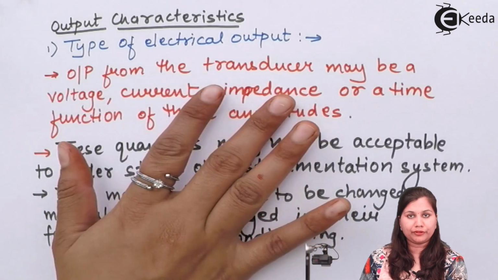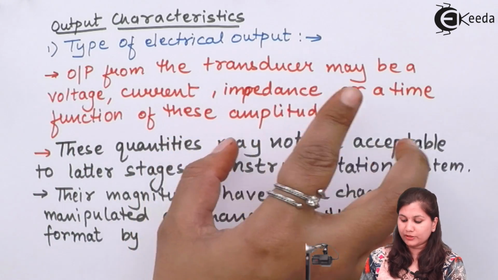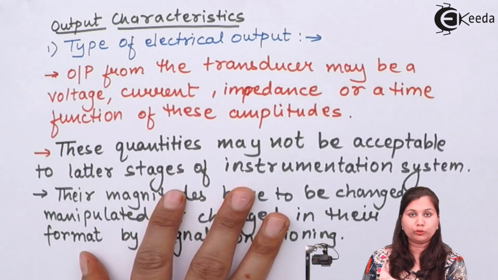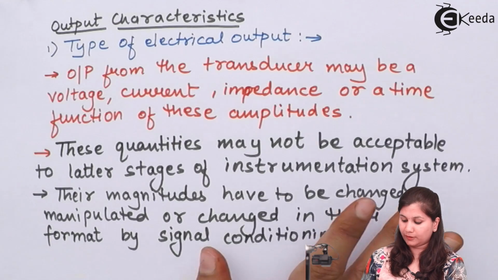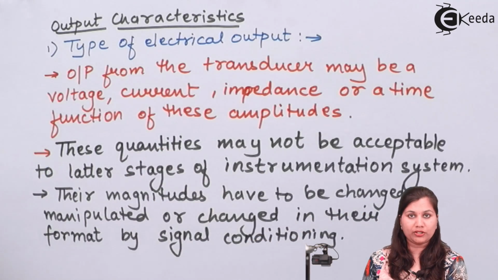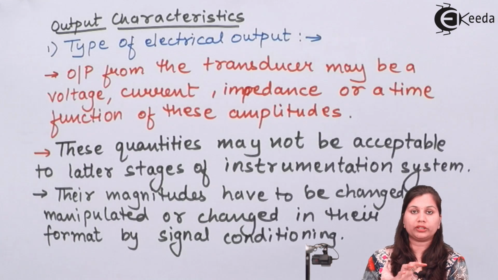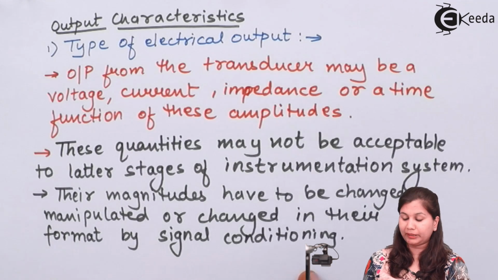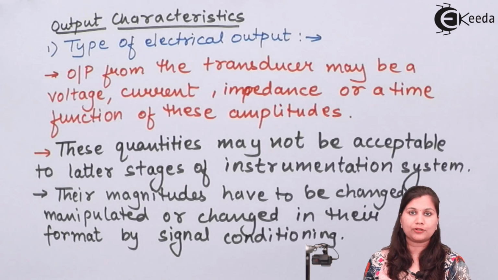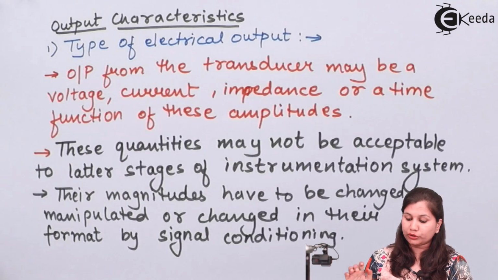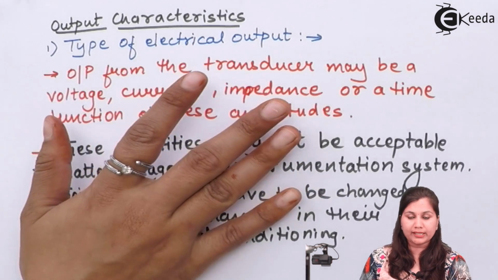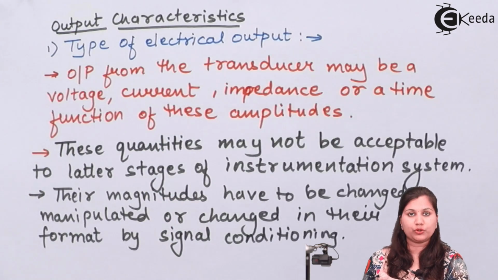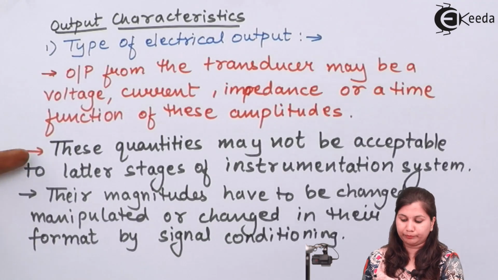So the output of a transducer can be voltage, current, impedance, or a time function of these amplitudes. Now these quantities may not be acceptable to the latter stages of the instrumentation system, so they have to be changed. Either their magnitude has to be changed, or they have to be manipulated, or they have to be changed into some other form, so that they become compatible to the other stages of the instrumentation system. So this type of electrical output affects the output characteristics of the transducer, that is, what type of output the transducer is generating or producing.